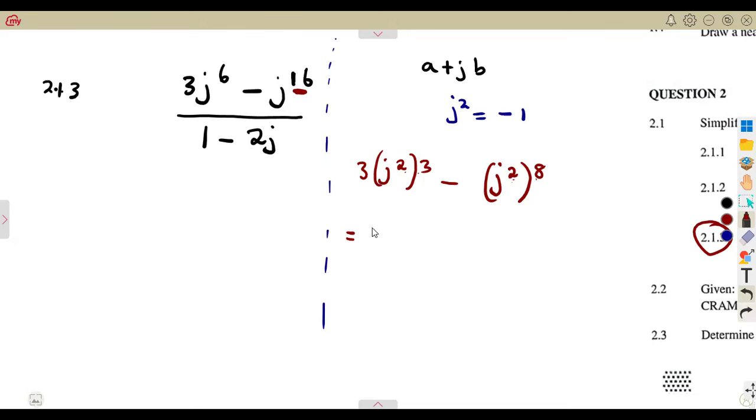So this was going to give us 3 j squared cubed, which is what? The purpose of us having this is because we want the j squared, which is minus 1. That's minus 1 to the exponent of 3, minus j squared, minus 1 to the exponent of 8. So this can be simplified. 3 times minus 1 to the exponent of 3 is simply a minus 3. Minus 1 to the exponent of 8 is a positive 8. So that is going to be a positive 8, a negative. It is now raised to a positive exponent.